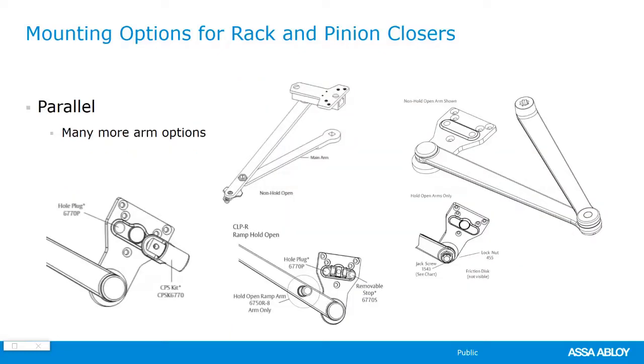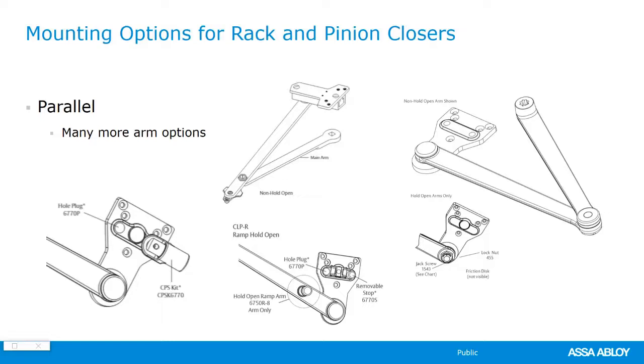One good thing about parallel is that you have more arm options and configurations than any other type of mounting. And this is just a handful. I'm just showing you 4 right here. There are many, many, many different types of arms that we can get with parallel closers. Again, it's the most common way that we can mount a door closer. So different arms are really cool. We can get hold open arms in several different configurations. We have ramps, we have ball bearings, we have friction discs and jack screws, and all kinds of different ways that you can hold open a door.